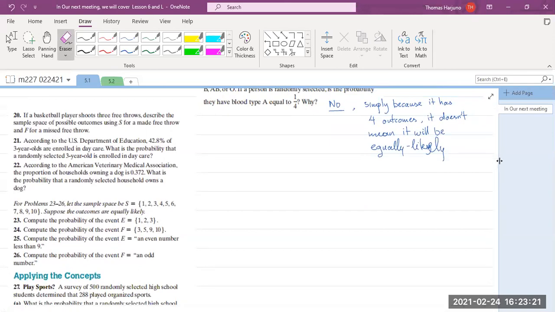Now let's see number 20. This one is more difficult. If a basketball player shoots 3 free throws, describe the sample space of possible outcomes using S for a made free throw. I believe that S stands for success. And F for a missed free throw. I believe that F stands for fail.